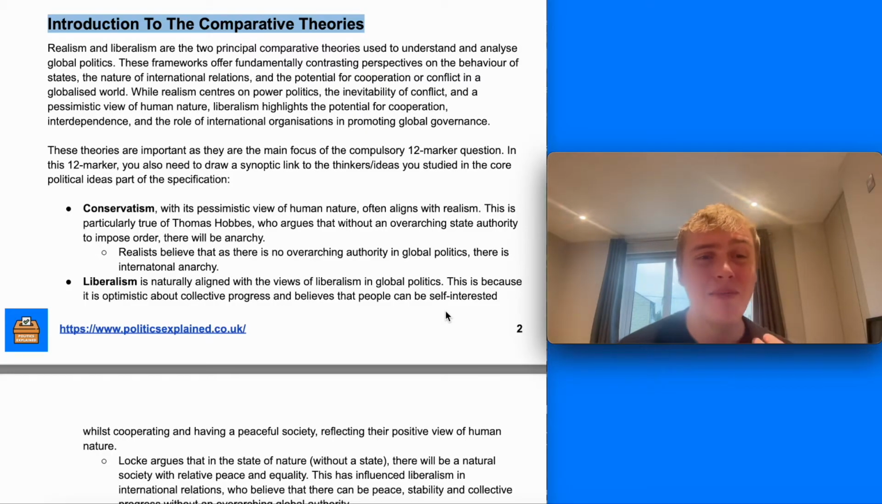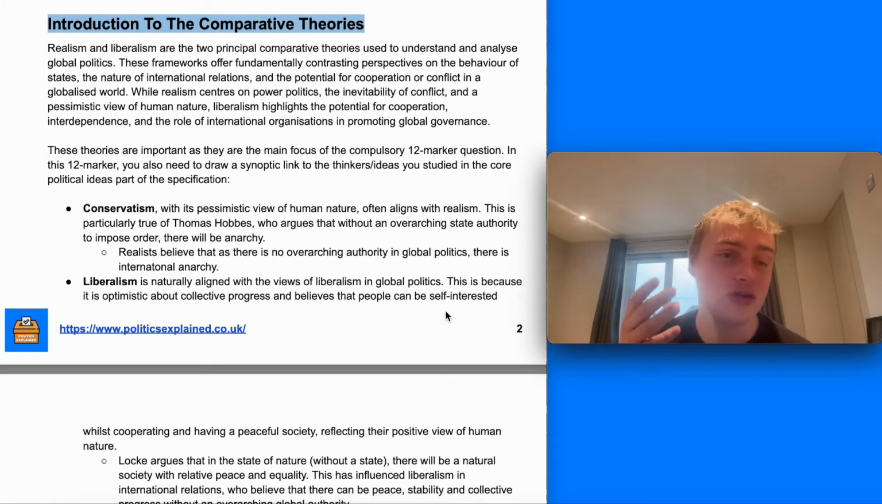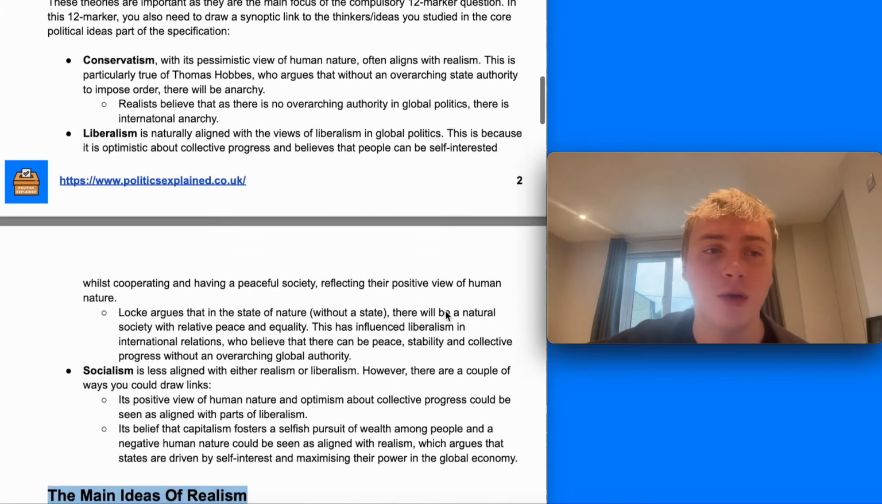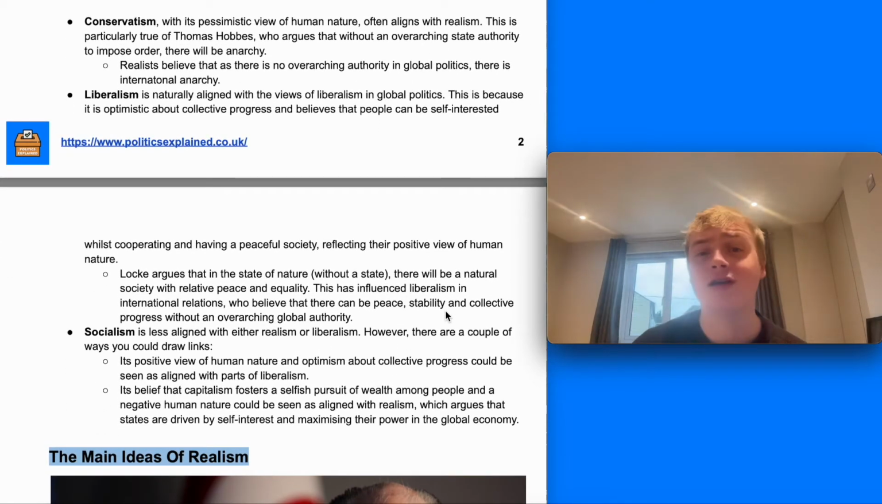To be honest, this is a bit of a shoehorned in aspect of the specification, where it often won't work very naturally, but it's something you have to do in each 12 marker, and often the best way to do it is conservatism with Hobbes. But as I said, I'll talk you through that, and I'll make some references to it as we go through the notes as well. So you could link it to conservatism.